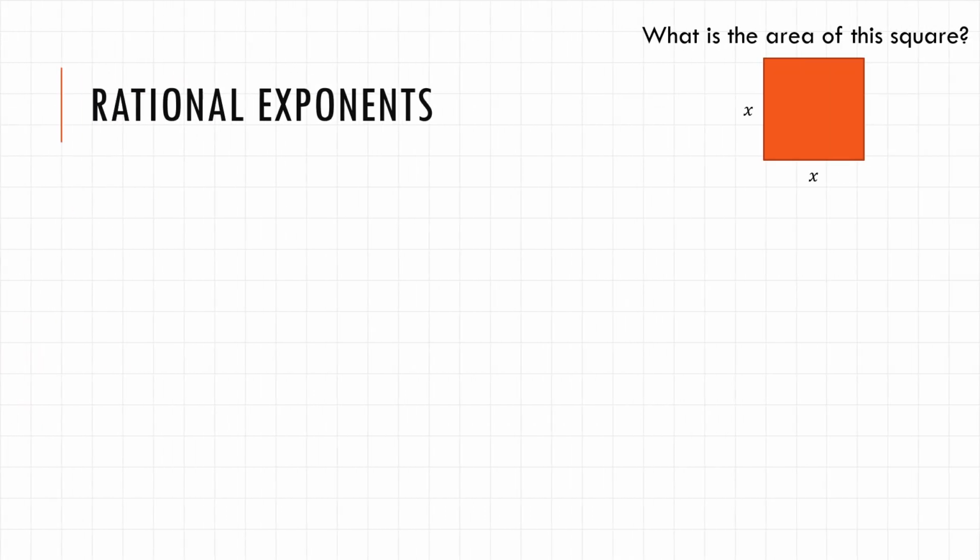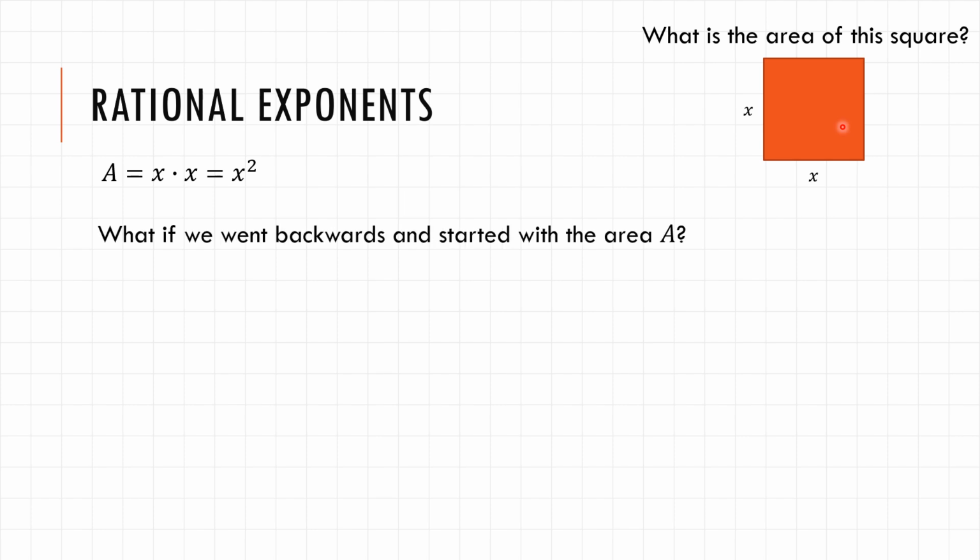Let's connect that now to rational exponents. So here we have a square. It's got a side length of x and x. What's the area? Well, length times width would obviously tell us the area is x squared. But what I'm going to do now is try and go backwards. What if I said the area of this square is a? Can you express x as a power that has a as the base?